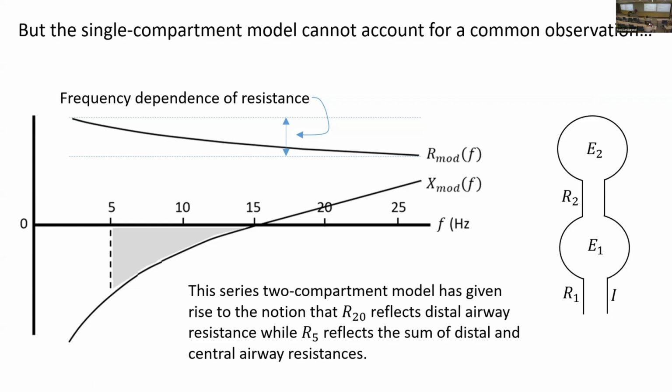And this model, this series two-compartment model, is why we tend to think that R20 reflects distal airways and R5 reflects the sum of the two. But I want to caution you, that's not necessarily the case. It may actually be quite wrong. It could be that when you get frequency dependence here, it's because the overall airway resistance R2 is increasing, which is causing shunting into the central airways. So this central versus peripheral airway resistance is equivocal, to say the least.